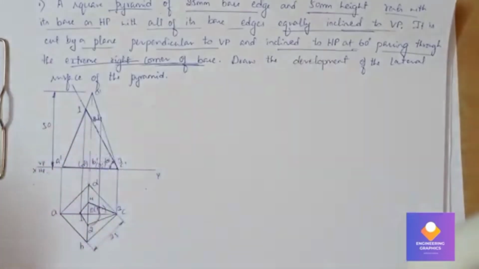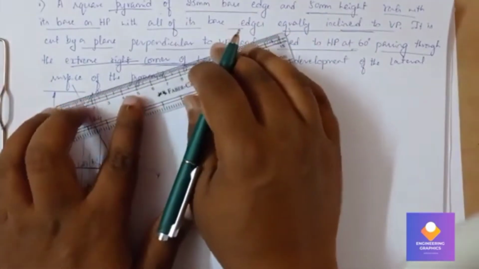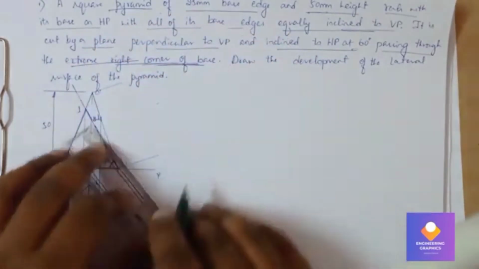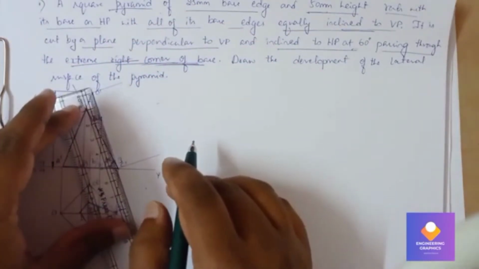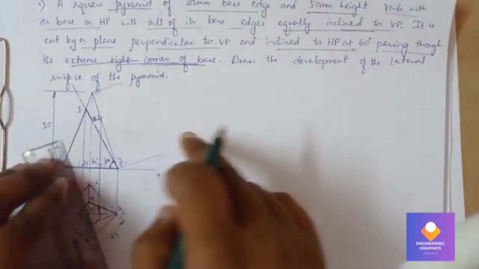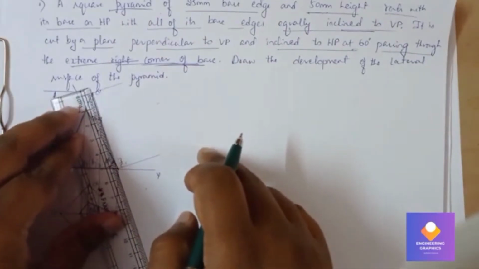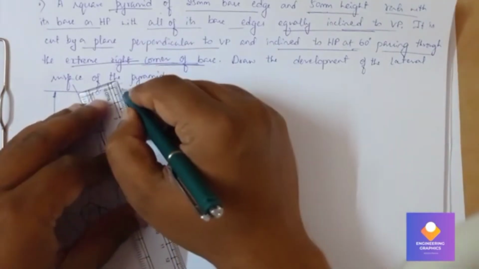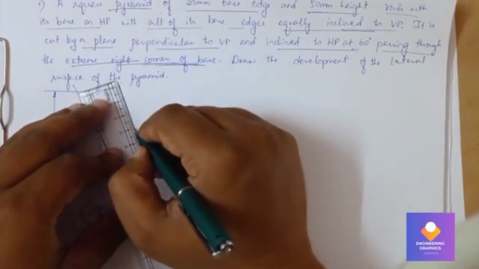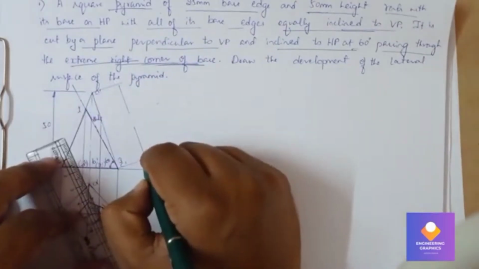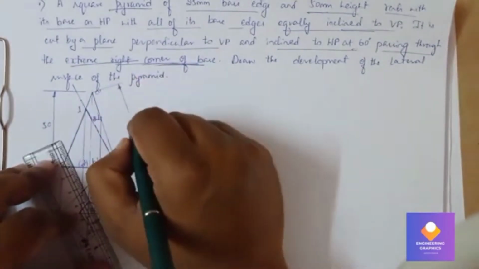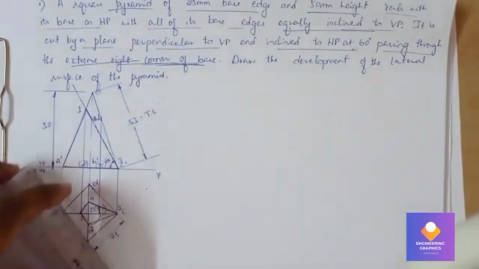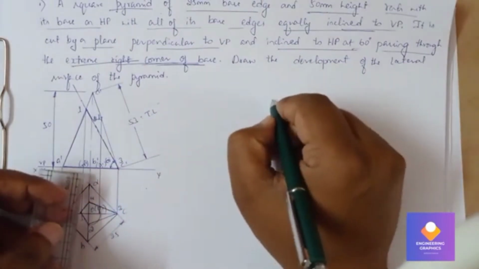Now the true length we have, OC, is exactly parallel to the XY line. So O dash C dash is our true length. We need to measure this length. You can see OC is parallel to XY, and the O dash C dash length is around 52 or 53 mm. I think it is around 52 mm. So we can mention 53 mm. So this is the true length. This is the length we have to consider to draw the development.